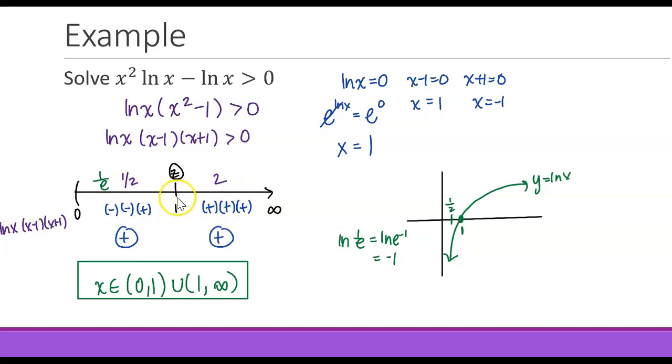Or here, something that's bigger than 1, I could have chosen e squared. And then natural log of e squared, that's just 2. So that's a positive number. So we can do it numerically by testing values that we know how to evaluate on the natural log function, but knowing the graph just makes it that much simpler. Anything between 0 and 1 on natural log is negative. Anything past 1 on the natural log graph is going to yield a positive number.